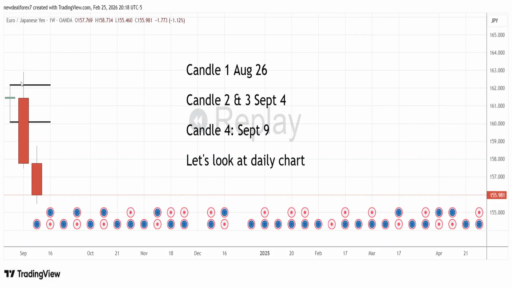So you have candle 1 and then candles 2 and 3 right here for this week, September 4th, where it sweeps one side and then closes below it. So this is a breakout of the range. So we look for continuation the next 5 days is all.